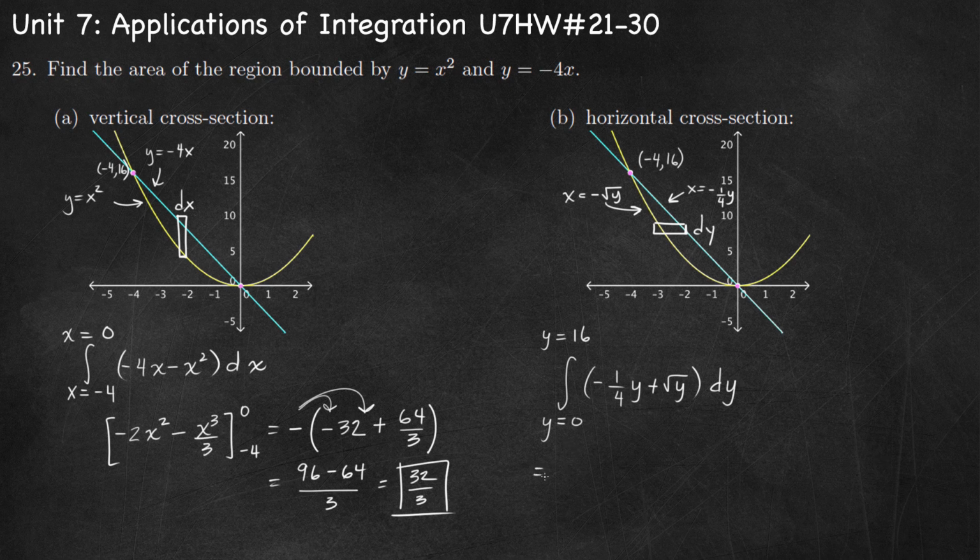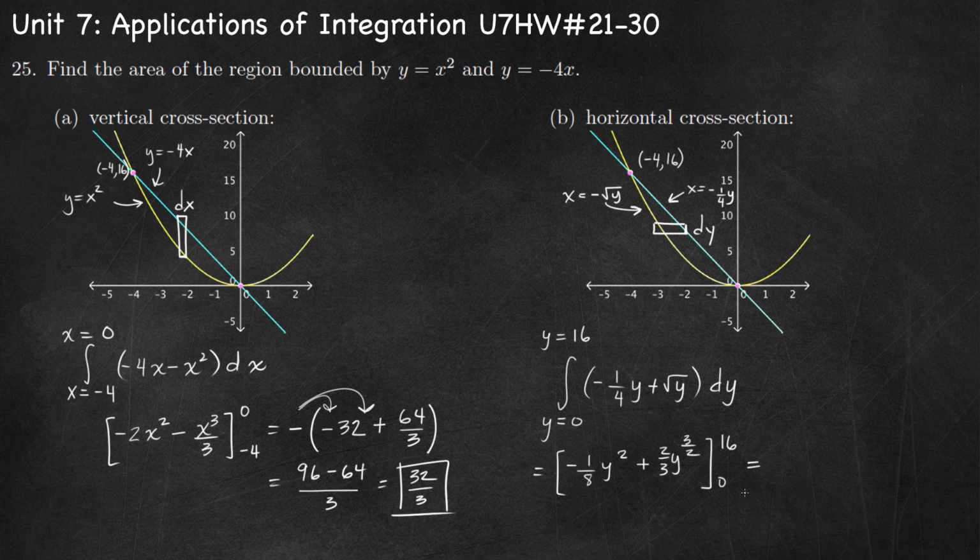Then we integrate. So y squared over 2 times the -1/4 is -1/8 y squared, plus, this is y to the 1/2, so then we get y to the 3/2 times 2/3, and we are evaluating from 0 to 16. When y is 0, we just get 0, so we can ignore that, but we have to sub in the 16.